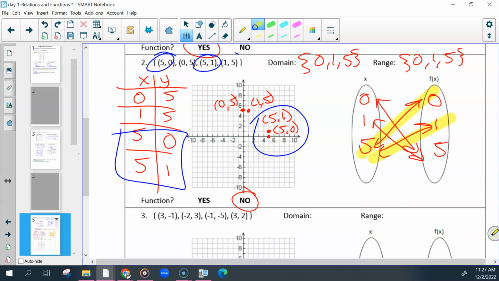Now, I do want to show you this. If in this table or in your ordered pairs, this said (5, 0) twice or (5, 1) twice, that would be a function. It does have the same x value, but that y value is the same. So it's not going to two different y values. So that's still a function. Questions on any of that?